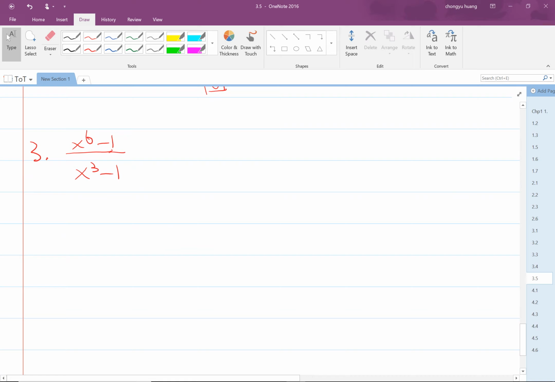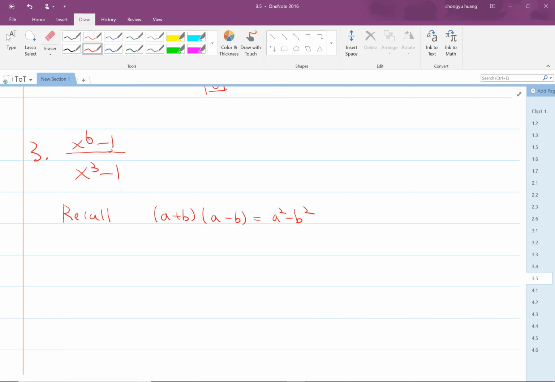Okay, so now let's do this question. Basically, before we actually do this question, I'm going to tell you guys an easy way of doing it. Remember, one of the properties we have is a plus b, a minus b is equal to a squared minus b squared, right? So we are going to use this property over here.